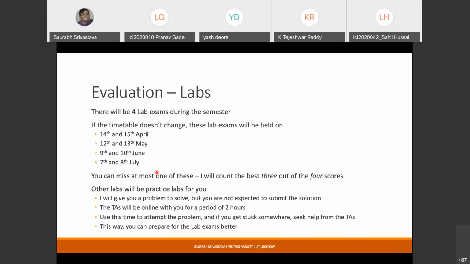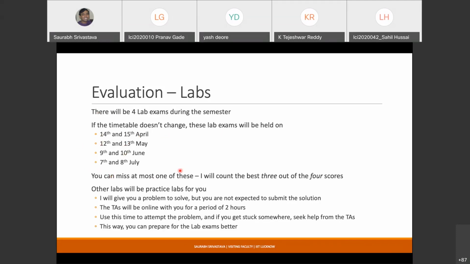These will be on these exact dates if the timetable doesn't change, because it happens very often here, and the labs remain on the days that we have been allotted for now. And I'm announcing them beforehand. I don't want anyone to say we did not know that. So these are 4 lab exams that you will have.